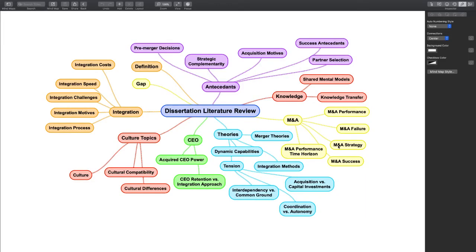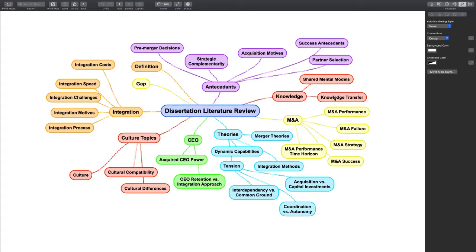Now here I want to show you a mind map. And the reason this is important is you'll need to break down your literature review into topics and subtopics. Now, in the literature matrix you had topics, but there were a bazillion of them. And on the outside here, you will see all of the topics that I had. I had M&A, performance time horizon, M&A success, M&A strategy, M&A failure, M&A performance. And what I did was I realized those are all under the broader category of M&A.